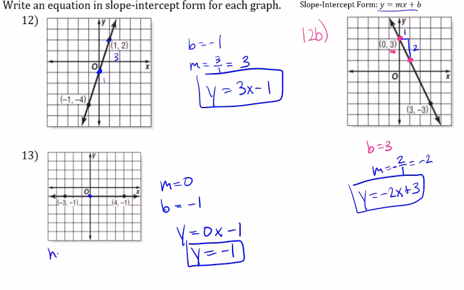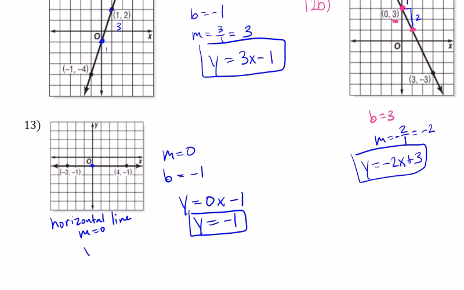So horizontal lines, we know slope is 0, and the equation of a horizontal line is going to be y equals b, whatever the y-intercept is, okay?